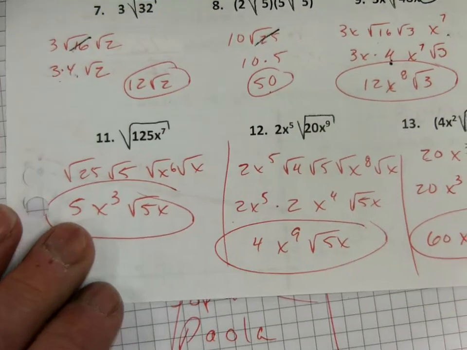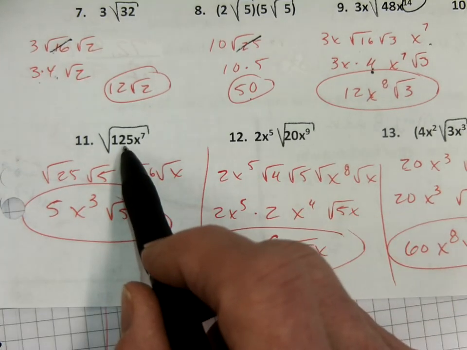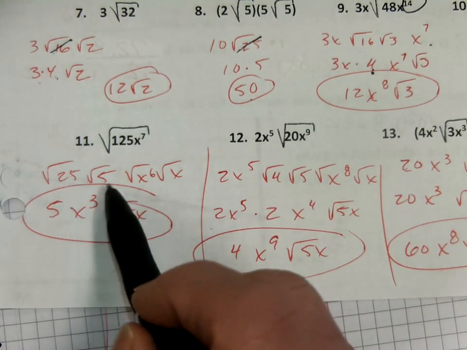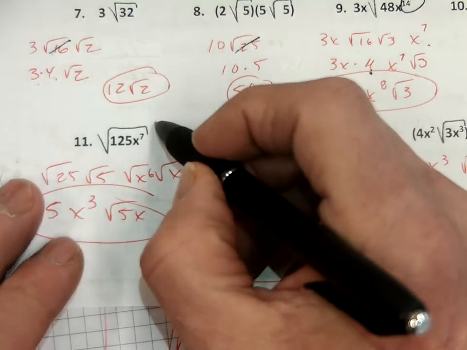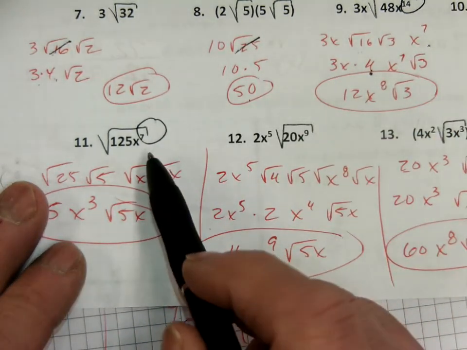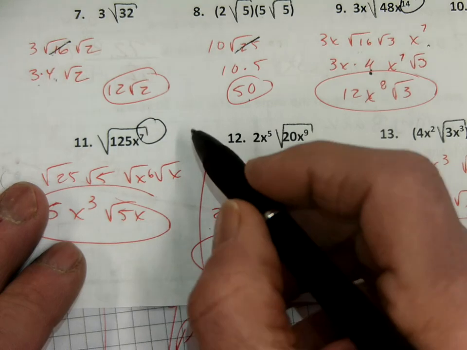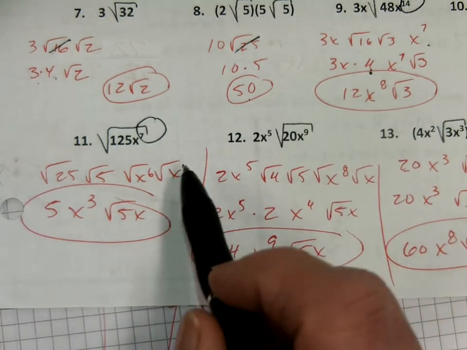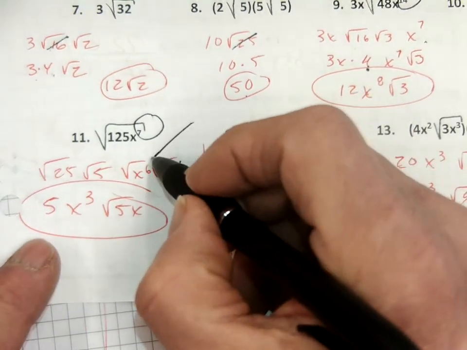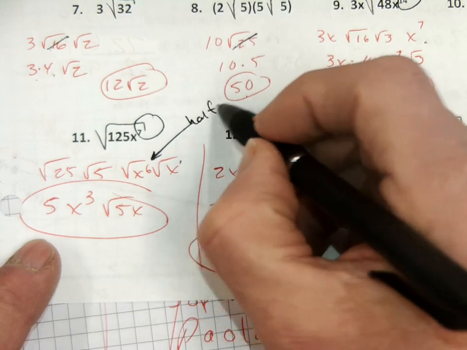11. Okay. I know that the square root of 125 is 25 times 5. I need to take half of this. So what I did is I broke it up into x to the 6th and x to the 1. I did that so I can take half of that exponent right there. So here's what I did.